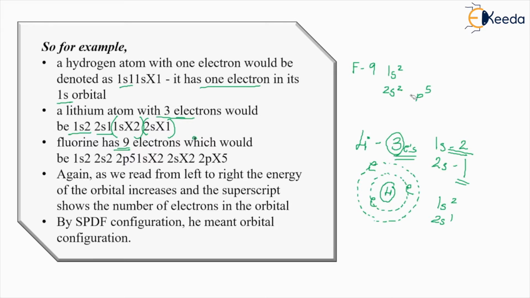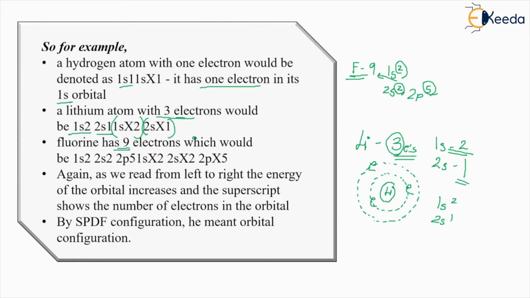Over here, I'll just write a 2. So this becomes 5 plus 2, 7 plus 2, 9. Total of 9 electrons for fluorine. Again, as we read from left to right, the energy of the orbitals increases and the superscript shows the number of electrons in the orbital.